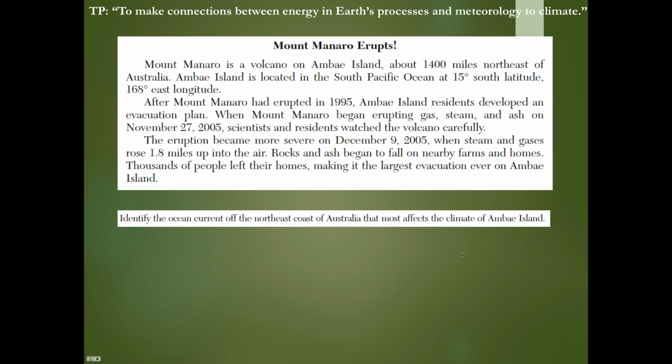So here's a question. Just pause it right now, take a few minutes to read it, and then we have a question. Identify the ocean current off the northeast coast of Australia that most affects the climate of Mbe Island.